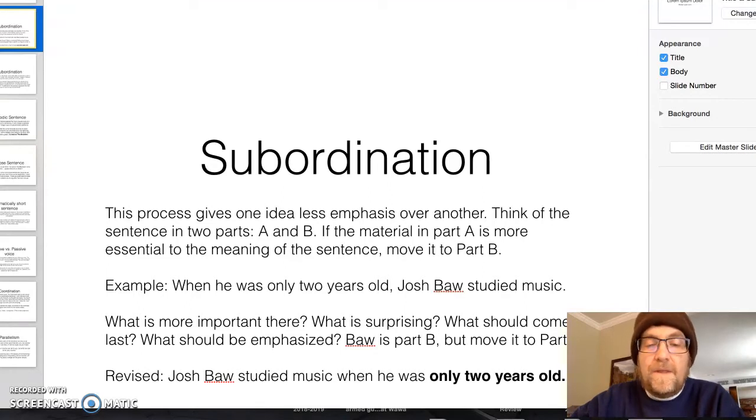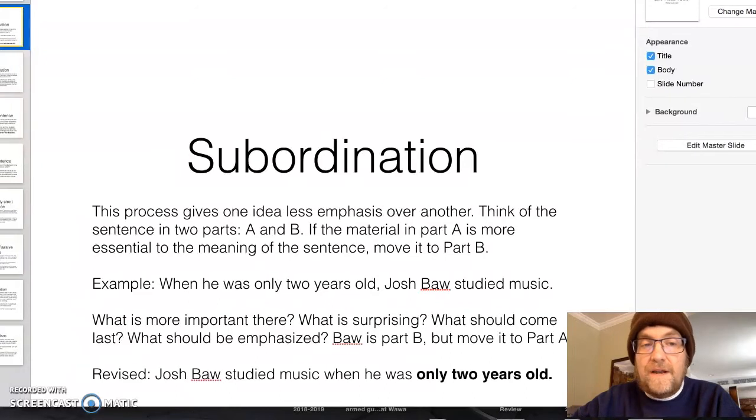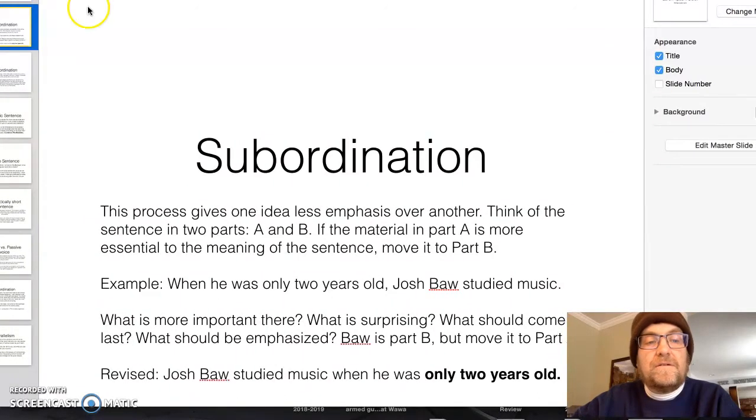Here's an example. When he was only 2 years old, Josh Ball studied music. I'm not sure if that's true, Josh, but there it is. What's more important here? Well, that he studied at 2, not that he studied music. So you want to move it. All right, so the revised is Josh Ball studied music when he was only 2 years old. Right, that one is better use of subordination.